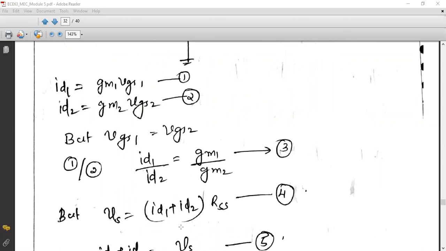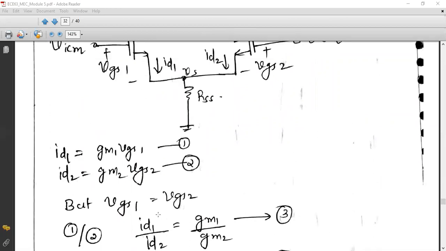So thereafter, we'll try to write the equation for VS. Tell me what is VS. VS is the drop across RSS. From the diagram, it is obvious that VS is the drop across RSS. So what is the current that is flowing through RSS? Apply the junction rule over here and tell me what is the current that is flowing through RSS, students.